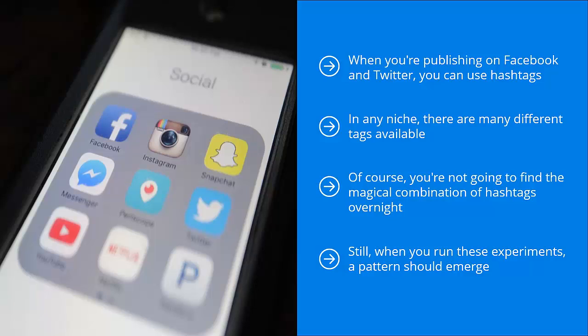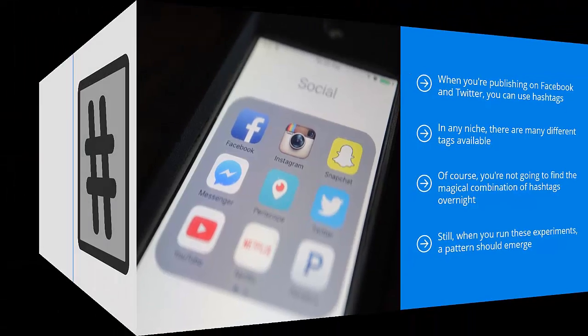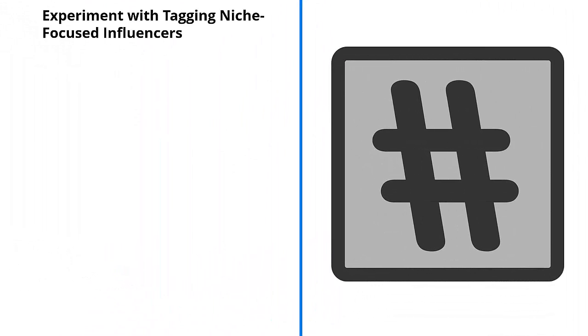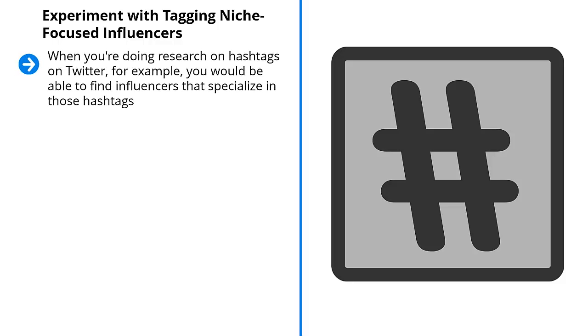They draw a lot more eyeballs. They get a lot more attention. Most importantly, they get a lot more engagement. Stick with those. Experiment with tagging niche-focused influencers. When you're doing research on hashtags on Twitter, for example, you would be able to find influencers that specialize in those hashtags. These people just love to post content related to certain topics.